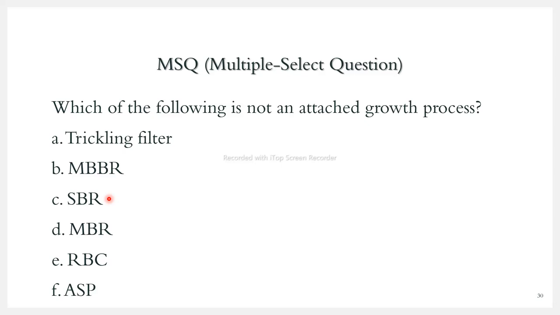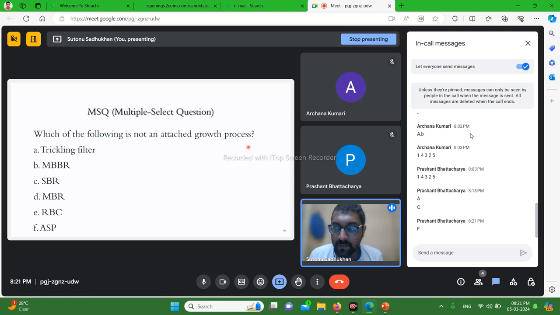Okay. MBBR means moving bed biological reactor. It's a full term. MBR means membrane bioreactor. RBC means rotating biological contactor. It is not red blood cells. Trickling filter means trickling filter, and ASP is activated sludge process. So, which one or more of the following is not an attached growth process? Attached growth means what? F, activated sludge process is not an attached growth process.